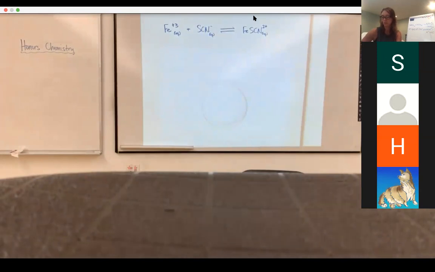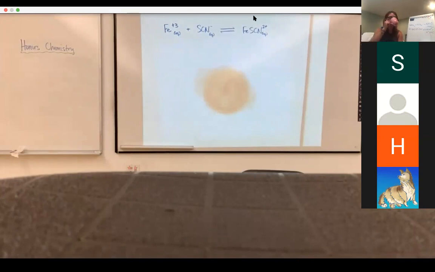All right. So the very first thing I'm going to do here is add just a few drops of iron nitrate. And this is actually iron 3 nitrate. So 1, 2, 3. And give it a swirl. And you can see that there's definitely a color change that happens here.